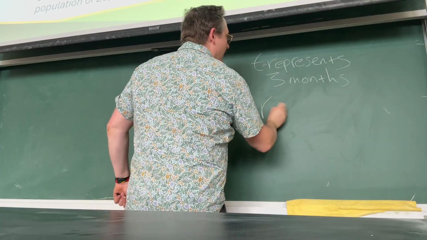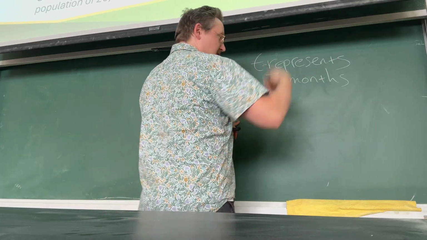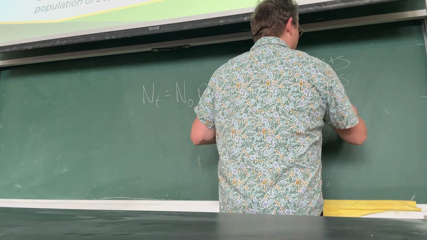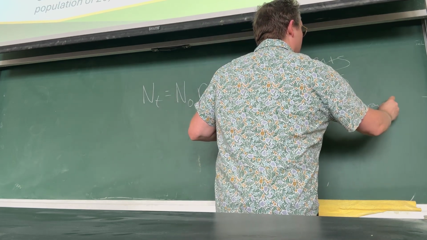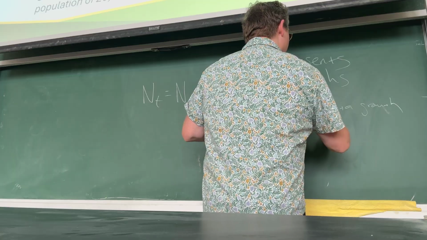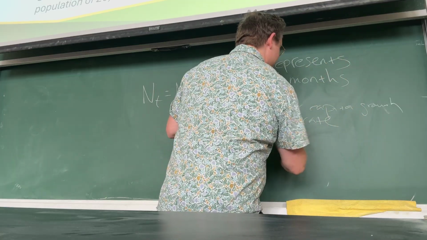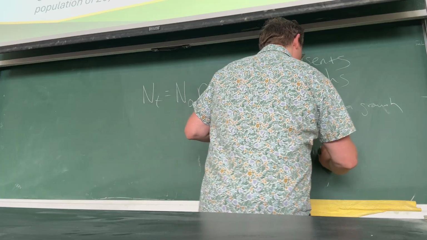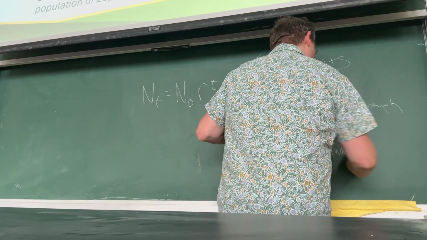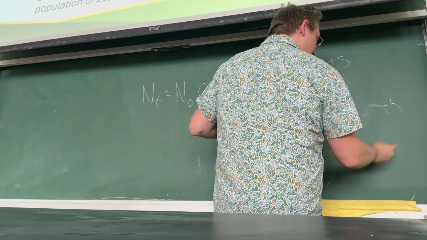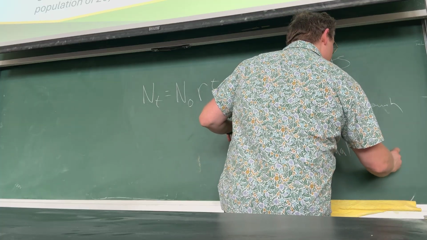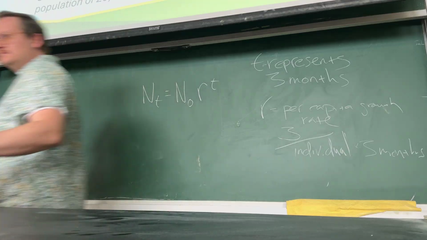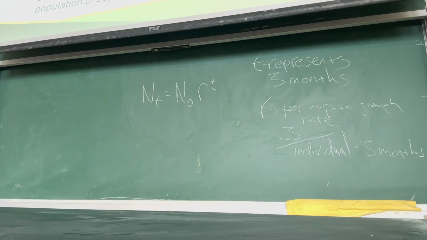R is the per capita growth rate. In the case of these cockroaches, it is 10 per individual per every 3 months. Solid? All right, check it out.